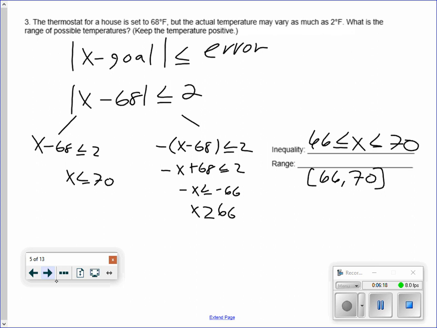The thermostat for your house. And it's actually a good problem to see what I'm talking about when I say this stuff is really intuitive, and you've been doing it since you were kids. So we're told we have a thermostat at the house at 68 degrees Fahrenheit, and the actual temperature can vary as much as 2 degrees Fahrenheit. So it can be 2 degrees higher or 2 degrees lower, right? So that's where we get the 66 and 70 for the inequalities.